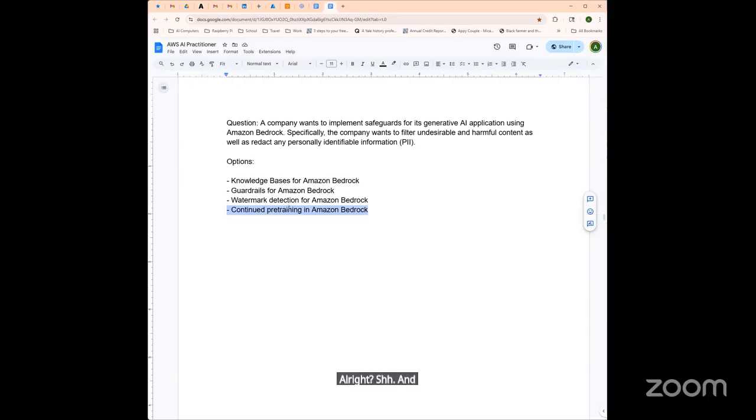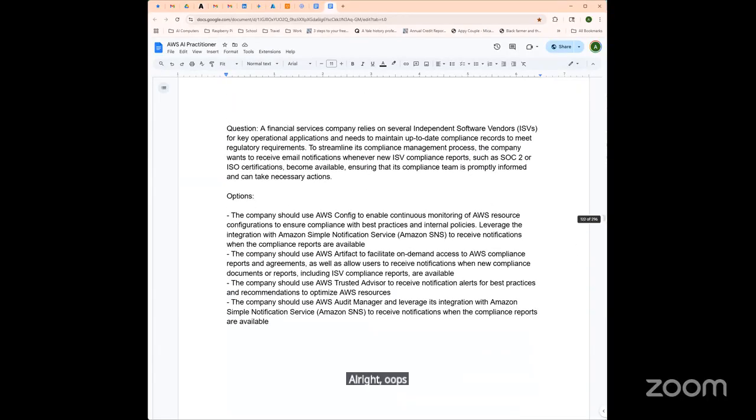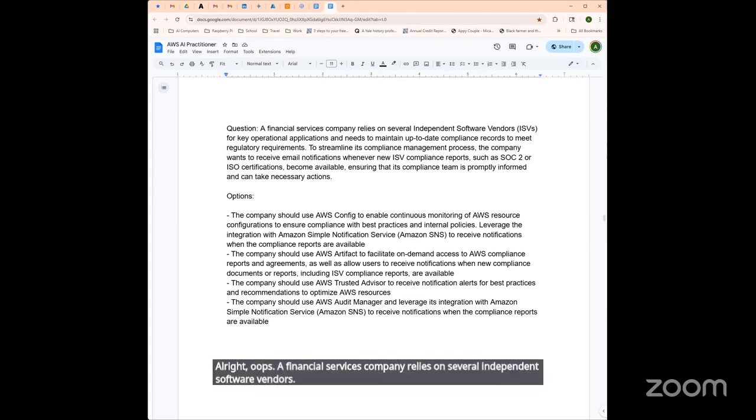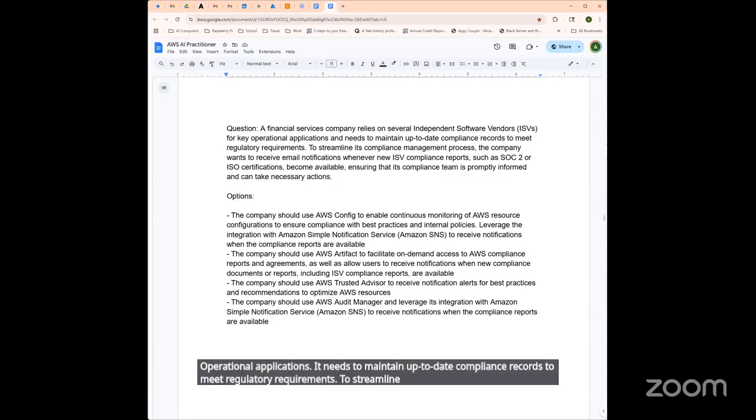And next question. All right. A financial services company relies on several independent software vendors, ISVs, for key operational applications and needs to maintain up-to-date compliance records to meet regulatory requirements. To streamline its compliance management process, the company wants to receive email notifications when ISV compliance reports like SOC 2 or ISO certifications become available, ensuring that its compliance team is promptly informed and can take necessary actions.